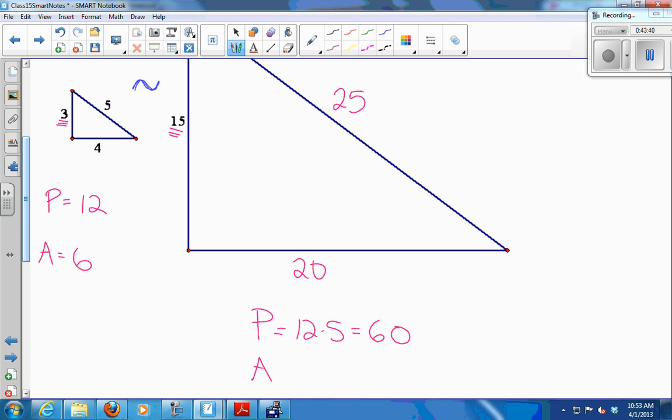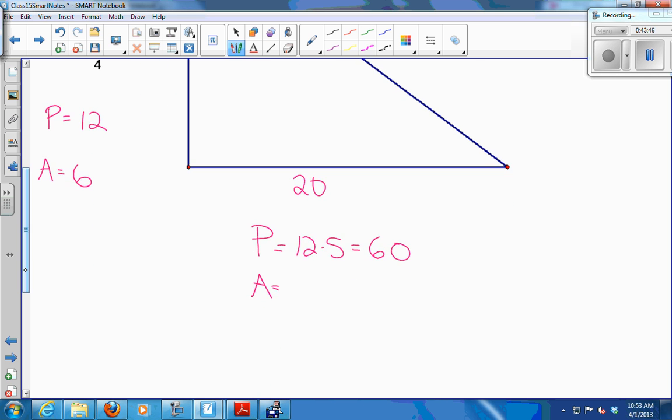And the area of this triangle is going to be, instead of 6 times 5, right, it's 6 times what? 5 squared. The scale factor squared. 6 times 25 is 150. And you can check both of those. You could just add up 15 plus 20 plus 25, you get 60. And you could do 1/2 times 20 times 15, and you would get 150.